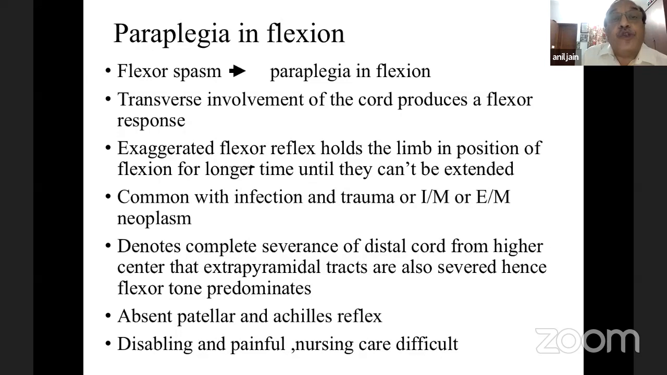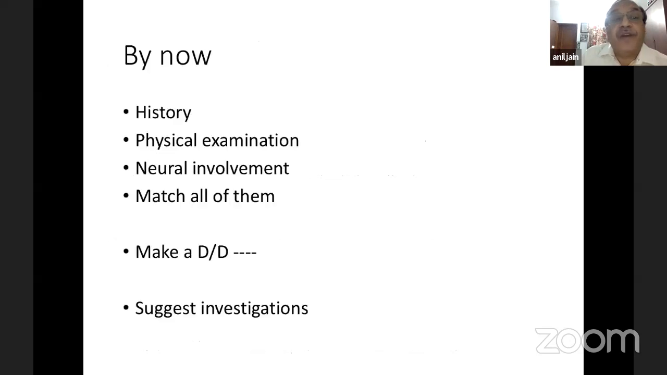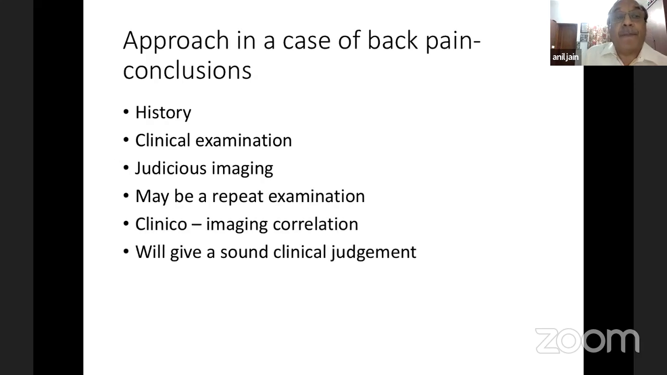But the issue with paraplegia in flexion is that it is disabling, painful, and nursing care in such patients is very difficult. So by now, we have taken history, done physical examination, done neurological examination, and matched them all. Now we are making a differential diagnosis so that we can suggest investigation. So: history, clinical examination, judicious imaging, maybe sometimes repeat examination, and clinical imaging correlation.